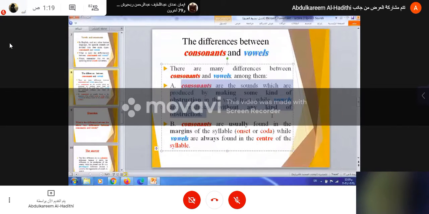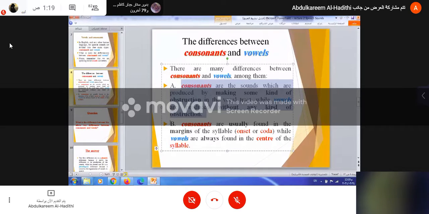The main difference between consonants and vowels is that consonant sounds are produced by making some kind of obstruction in the vocal tract. But the vowels are produced without any kind of obstruction. Okay? This is one difference.